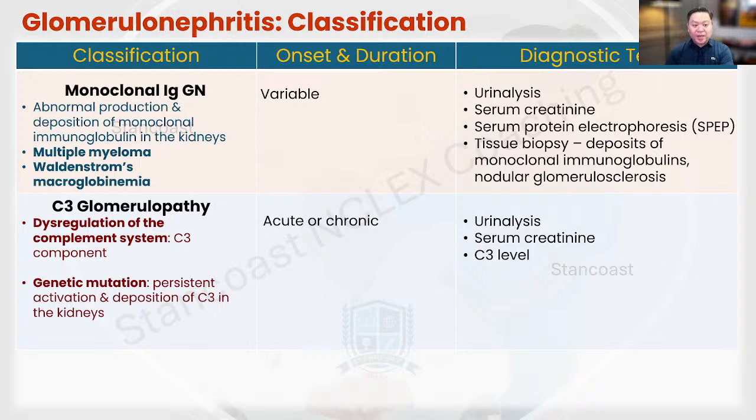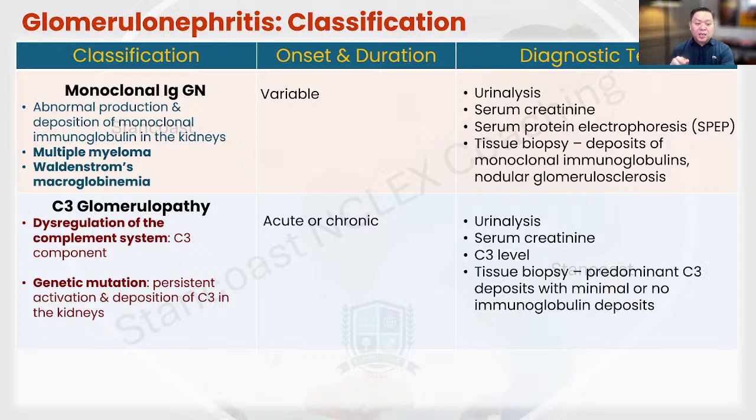Now, again, tissue biopsy, as I have said, will be the confirmatory diagnostic test for all 5 classifications. It will show that there is predominant complement 3 in the glomerulus, and it will show minimal or no immunoglobulin deposits, okay? Because that would only be in the monoclonal IgGN, okay? So again, this is only going to look for a huge number of C3 deposits in the glomerulus.